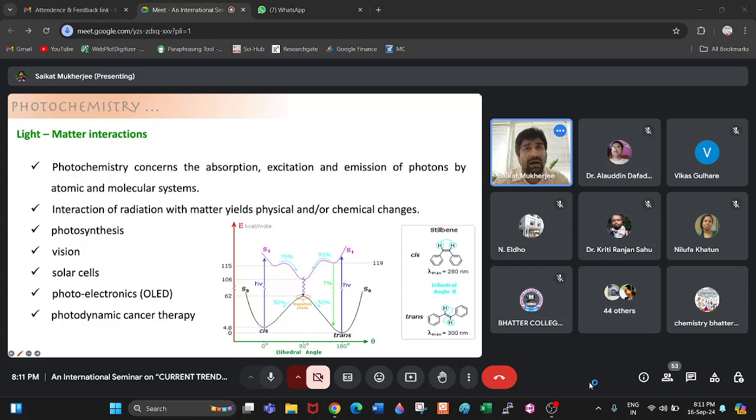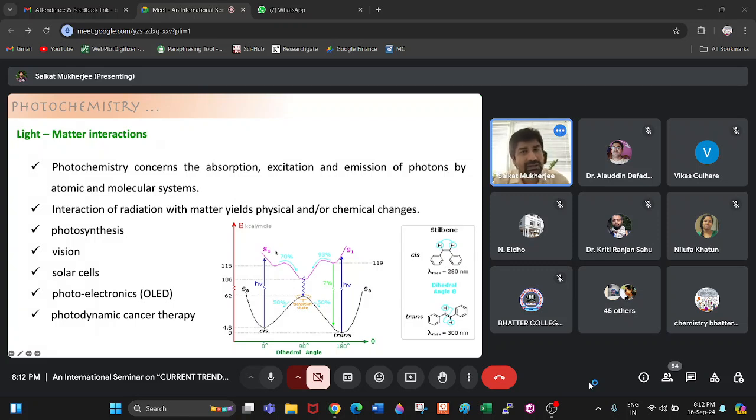So basically, doctors are injecting some kind of sensitizers. It is completely organic, no metal is there, into your blood and they try to attach these sensitizers to your DNA. And then they shine some light. This light effectively promotes the photosensitizer to the higher electronic excited state, as you can see here in steel beam.